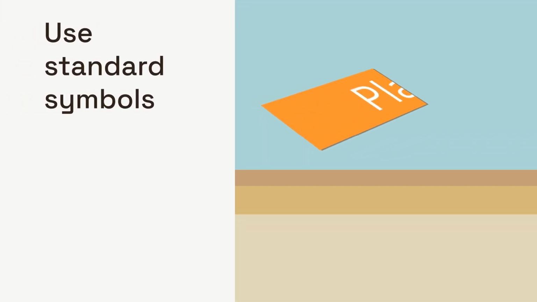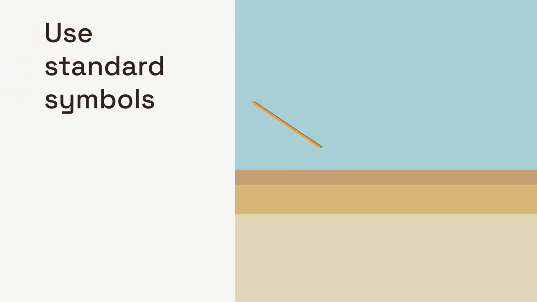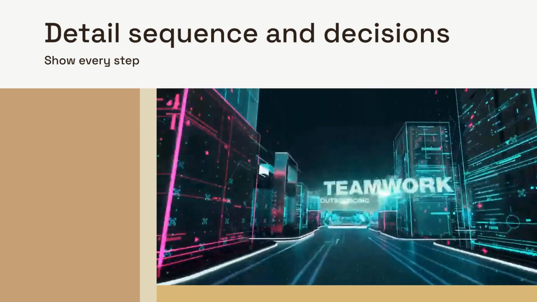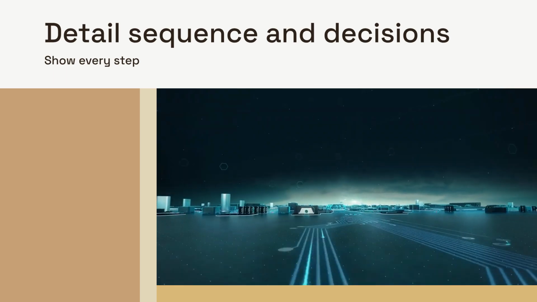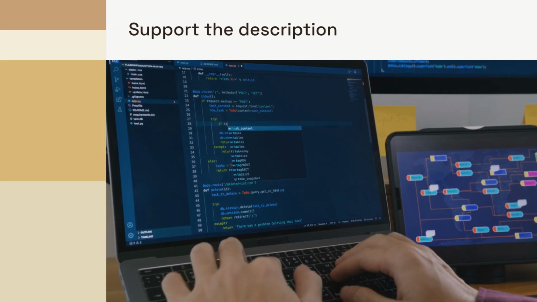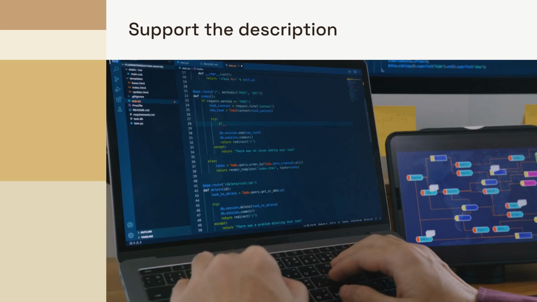Always use standard flowchart symbols correctly. Standard symbols communicate your process clearly and eliminate ambiguity. Detail the exact sequence of steps and decision points in your software's process. The clarity here is critical to patentability. Your flowcharts must fully support the written description of your invention, making the overall application cohesive and robust.